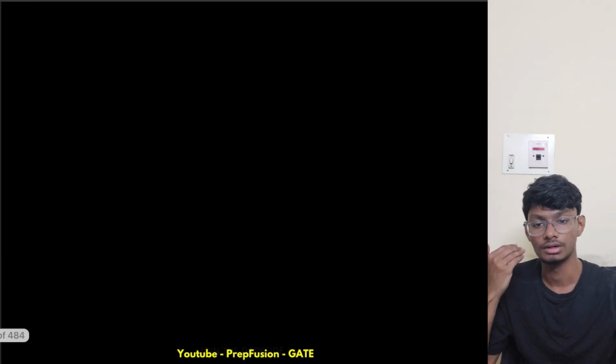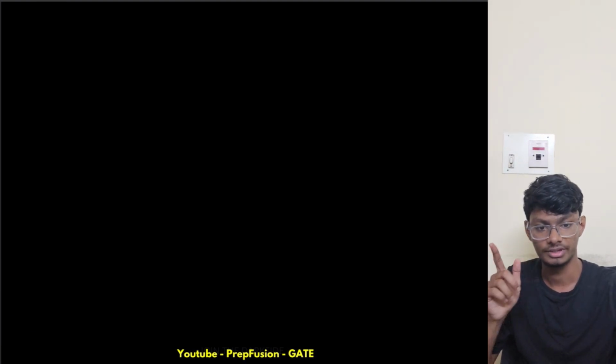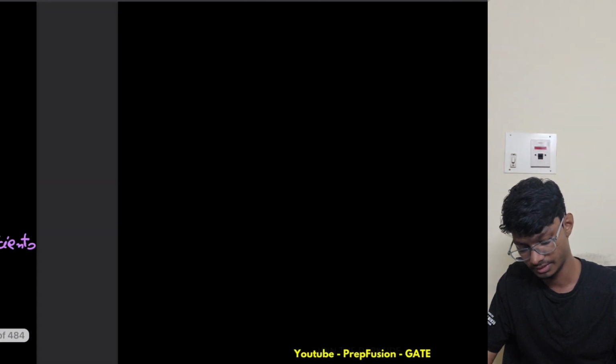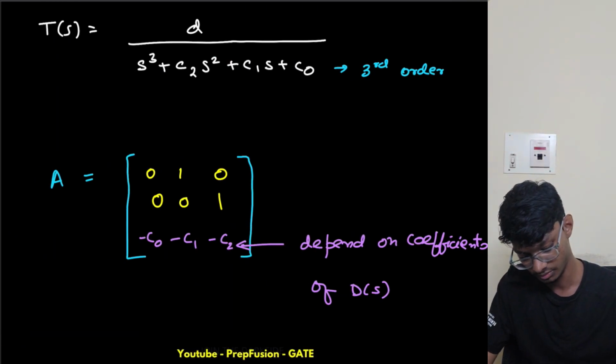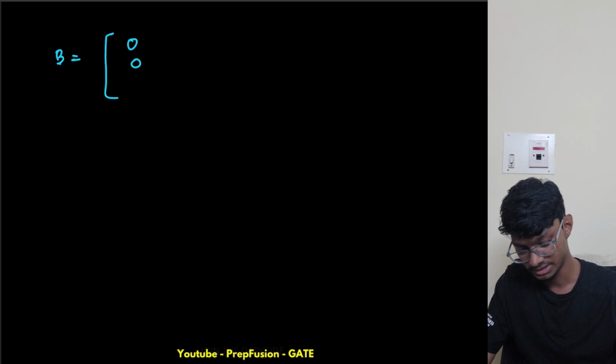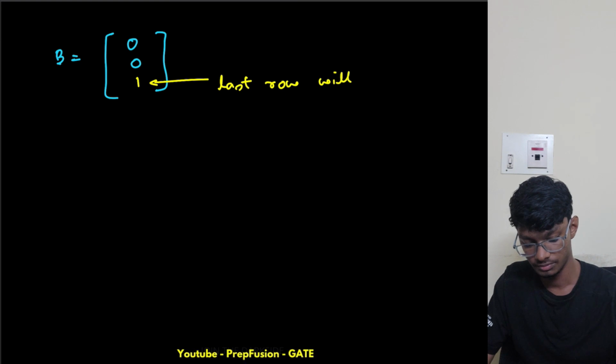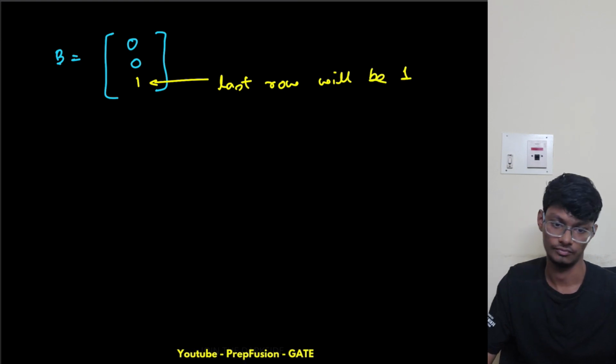Now how will my B matrix look like? B will be of this form. This is a 3 cross 3 system, so B is a column. All the elements will be 0 except the last row. The last row will be 1.